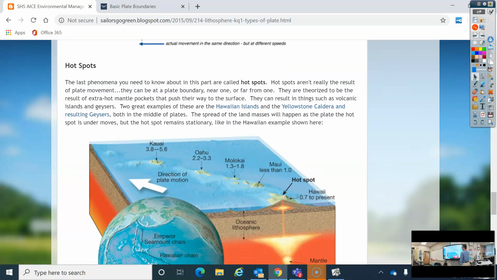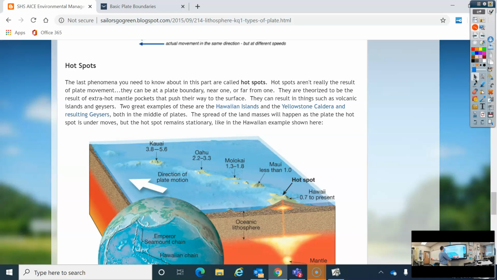All right, and finally, hotspots. The last phenomena you need to know about are called hotspots. Hotspots aren't really the result of plate movement, for the most part. They can be at a plate boundary, near one, or far from one. They are theorized to be the result of extra hot mantle pockets that push their way to the surface. We already talked about Yellowstone, and that one is kind of the result of plate movement. But Hawaii is not theorized to be a result of plate movement.